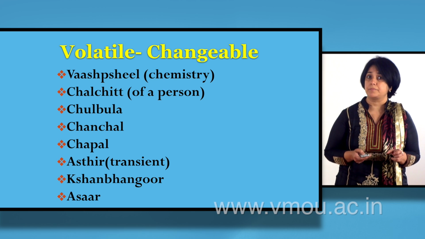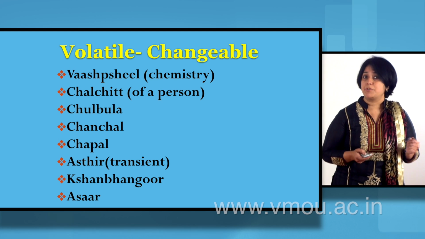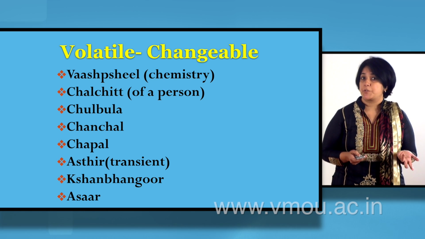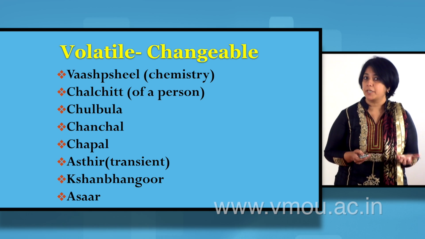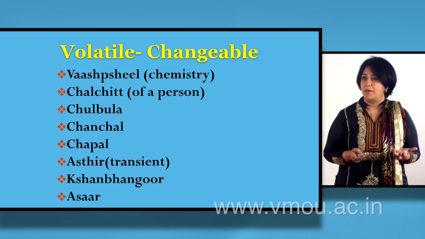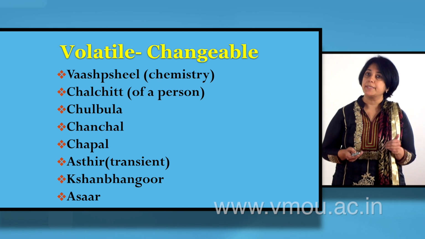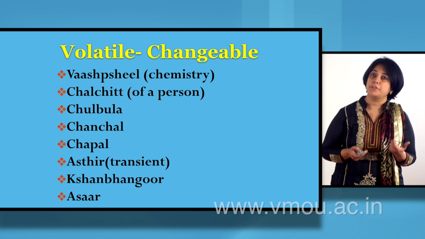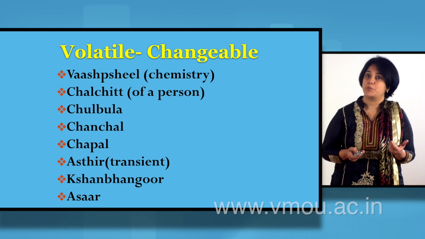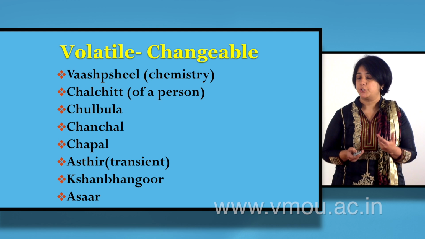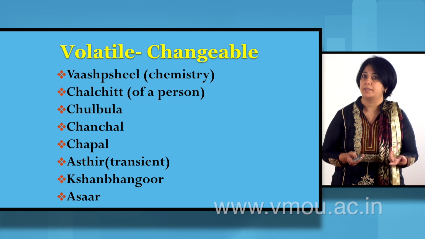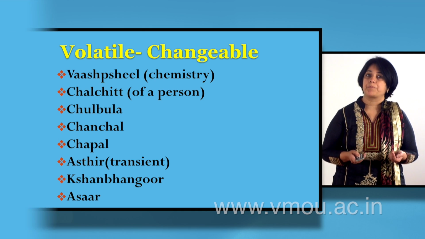the comfort zone. Volatile for chemistry students is Vashpashil or Chalchit or Chulbula or Chanchal or Chapal. I would suggest the advanced learners should not go into it, only the basic learners for a period of time till you have that comfort zone established. One should shun the other language and straight away learn the target language.